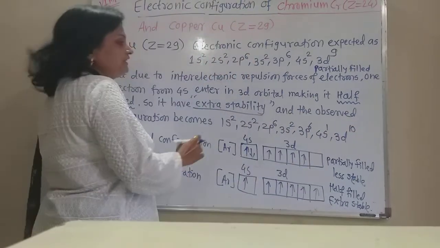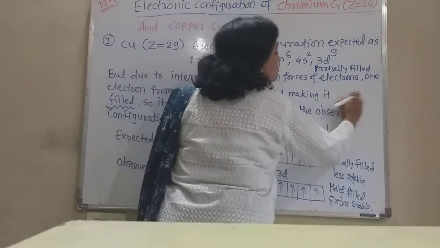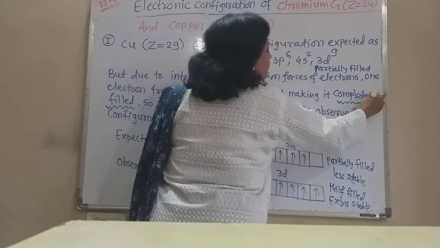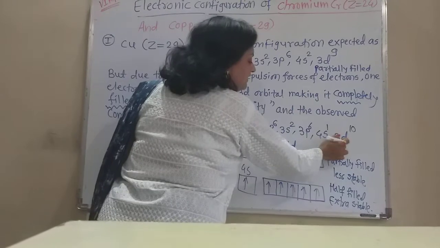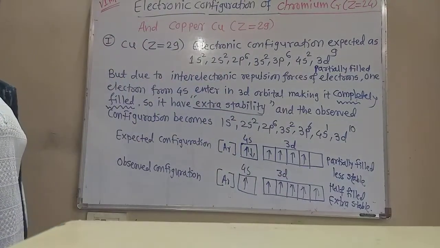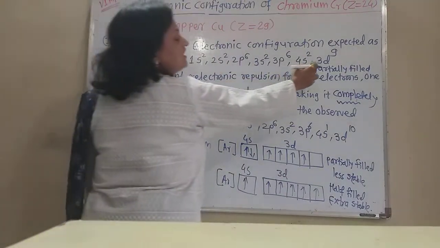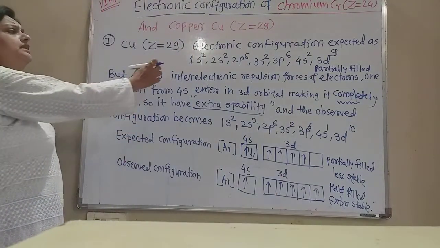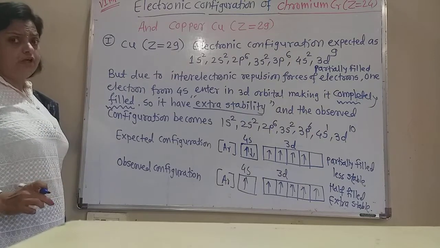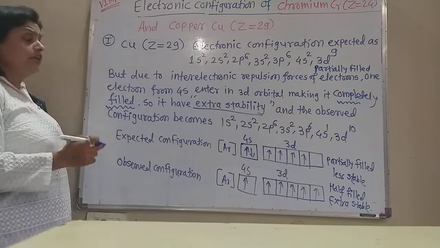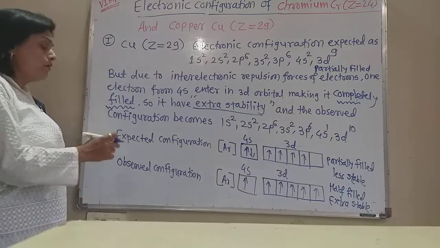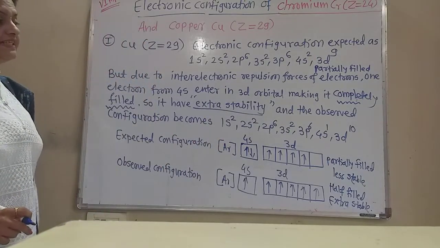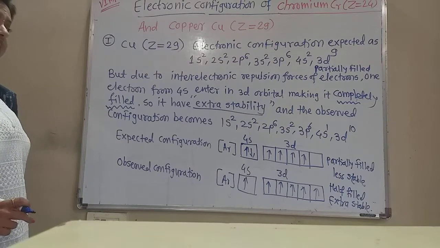But here this 3d10 orbital is now completely filled. This is the completely filled 3d orbital containing 10 electrons, and this is the partially filled 3d orbital containing 9 electrons. So this is only the expected configuration, but the actual, observed configuration of copper is in this way: 1s2, 2s2, 2p6, 3s2, 3p6, 4s1 and 3d10.